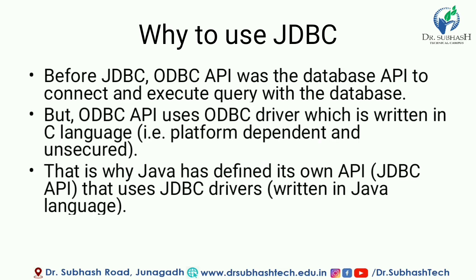Whereas Java defined its own API, right? And that uses JDBC drivers, and those are written in Java language. As we know that Java is secure and platform independent because of bytecode. That's why the code written in Java, means JDBC drivers and JDBC API, are platform independent and secure. That's why we are using JDBC, not ODBC.